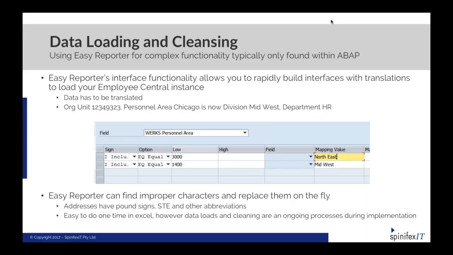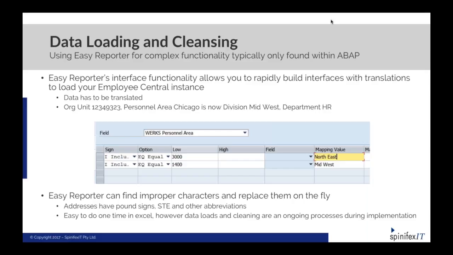So you can see there's an example here where it might be that in your SAP ECC system, you've got a personnel area. You've decided that you need to use that to determine your division, for example. So how do you know what area is what division? And you can see quite quickly there we've taken personnel area 3000 and we're renaming that to Northeast. So in the CSV file, we're getting the data that EC needs to understand the employee.